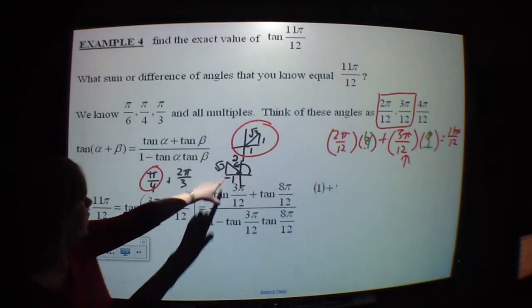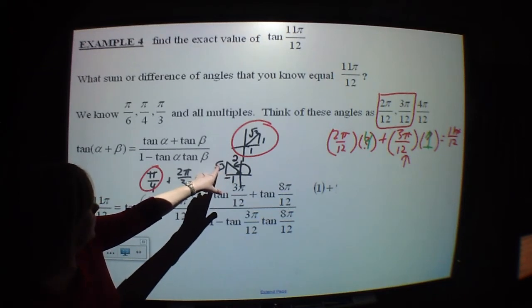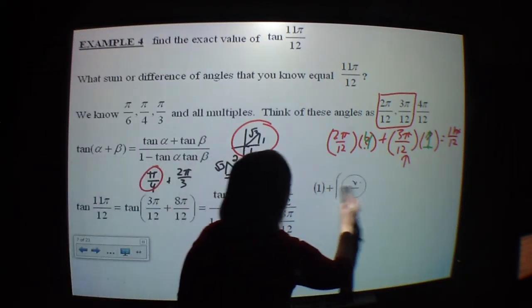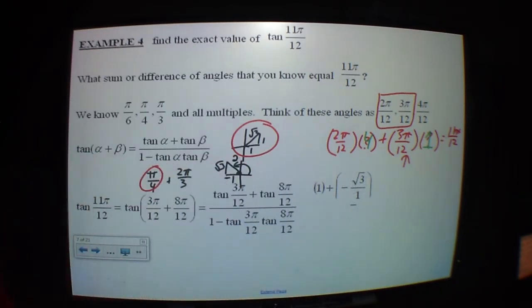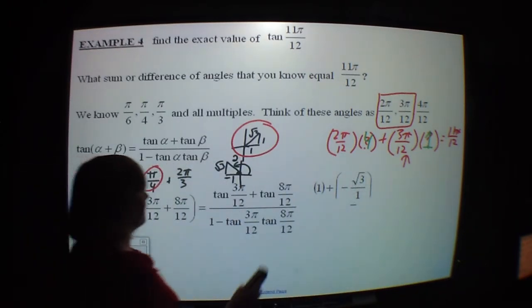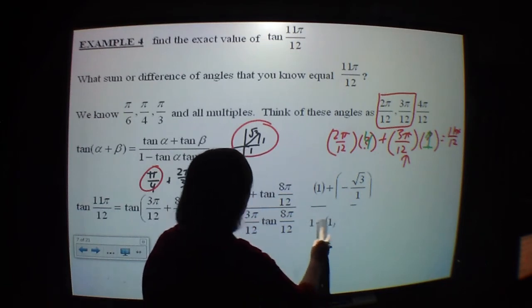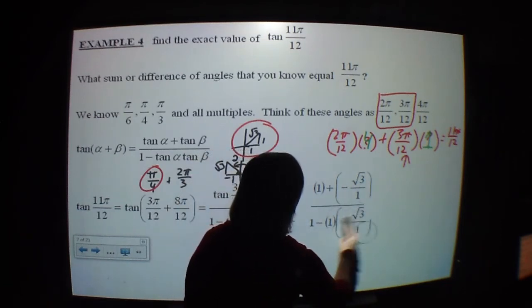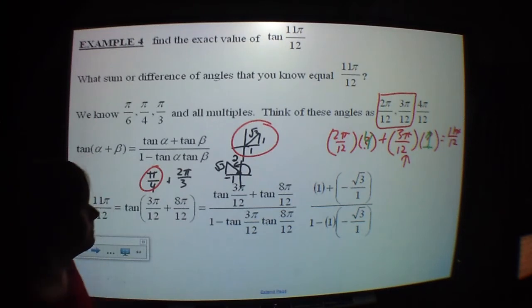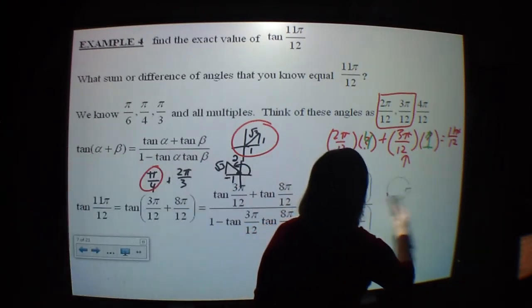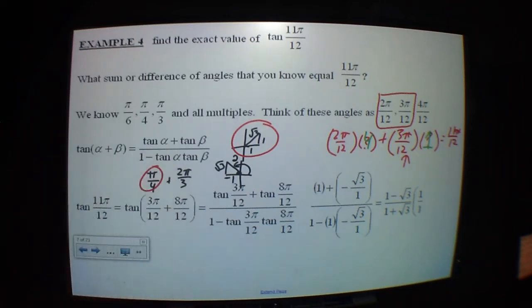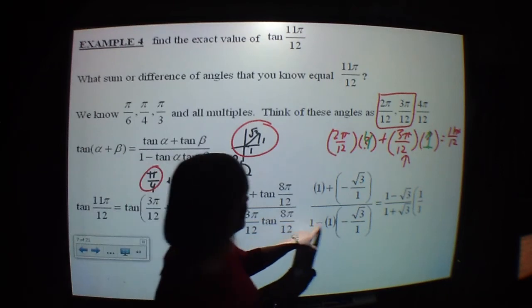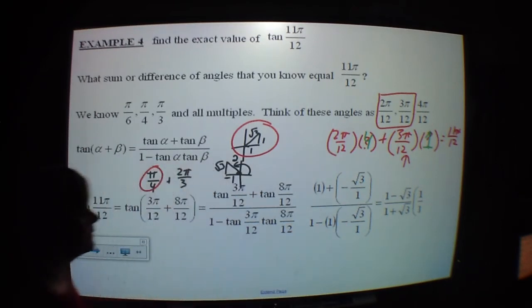Tangent of 8 pi over 12 is radical 3 over negative 1, which is negative radical 3. You could just write it as negative radical 3 if you want. Over 1 minus 1 times negative radical 3. Just write it that way if you want. So here's what I have. 1 minus radical 3 on the top. And I have 1 plus radical 3 on the bottom, because minus a negative becomes positive.